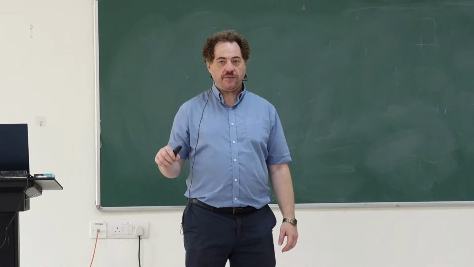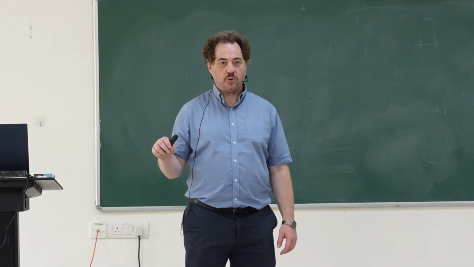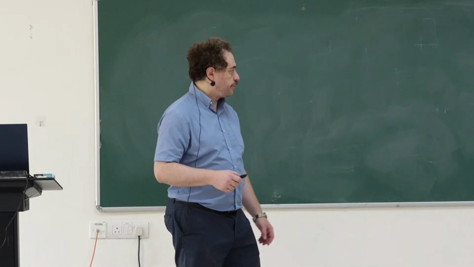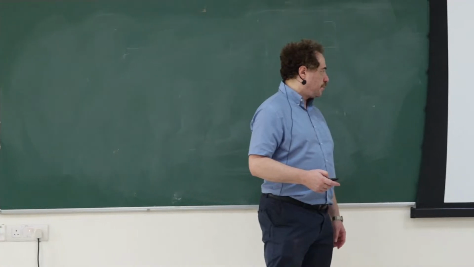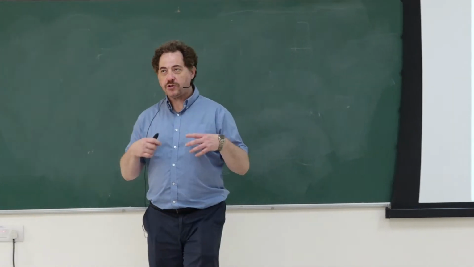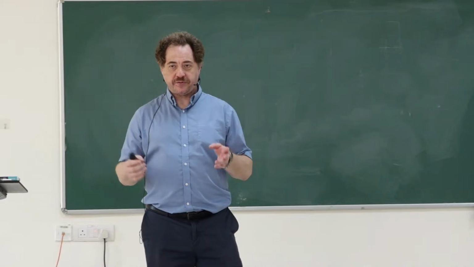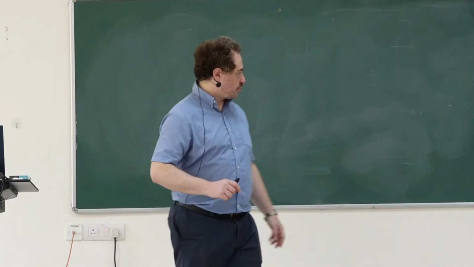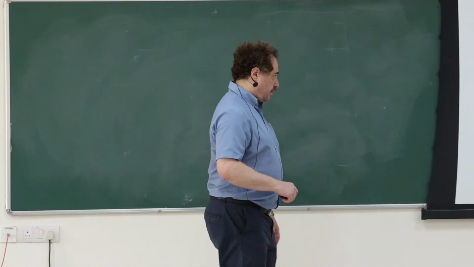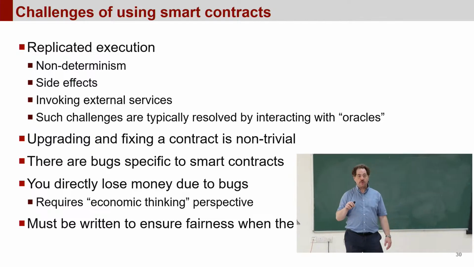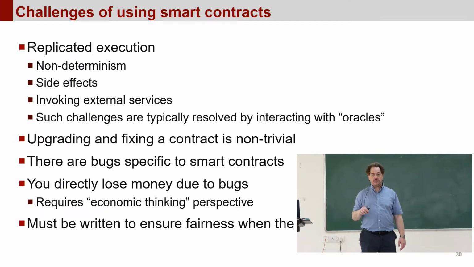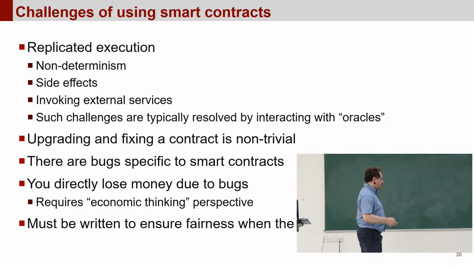You need to be very careful, especially because contracts are prone to bugs. And indeed, there are bugs which are specific to smart contracts, which you would not see in other types of programs. And today we are going to see some of those bugs. One direct implication is that you can directly lose money due to bugs. So writing smart contracts may require some economic thinking perspective. You need to consider the incentives of the participants.